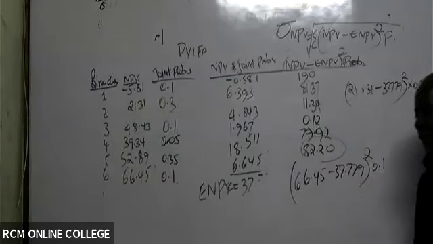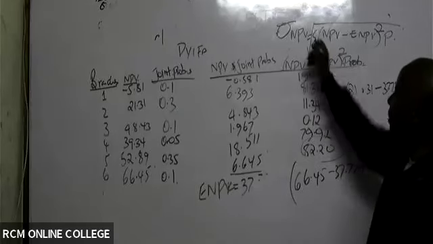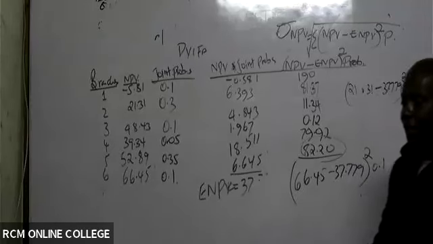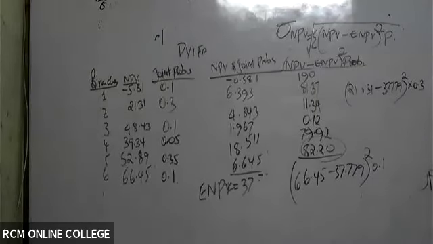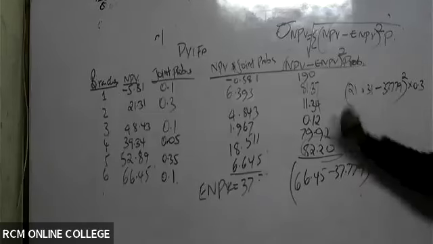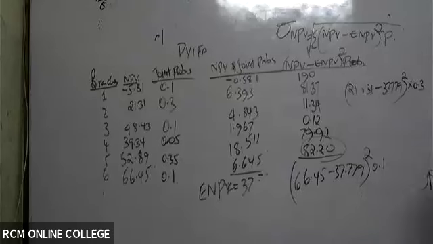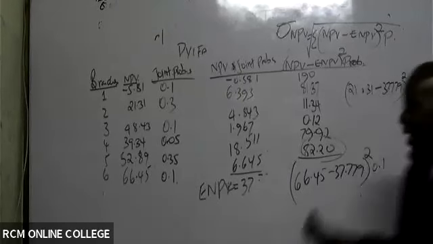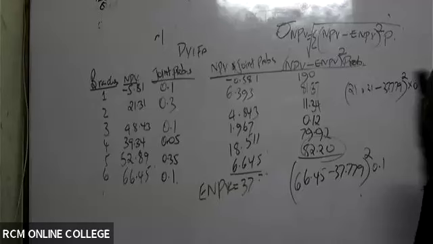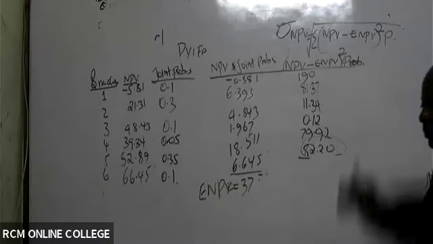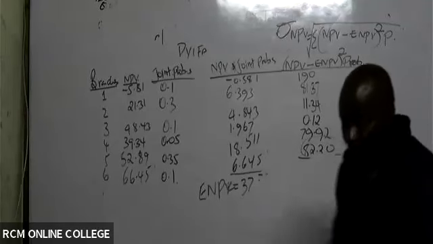Confirm, Sherry, that you are able to get that. And then remember, as per this formula, you come and add. Don't take the square root yet, because the square root comes after summation. So sum all of them.